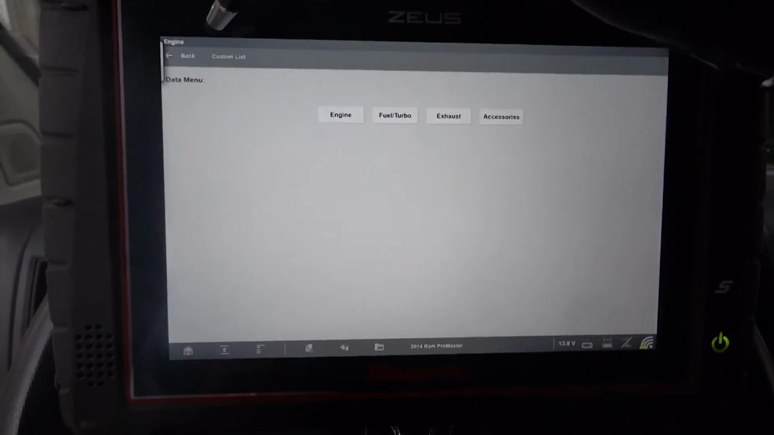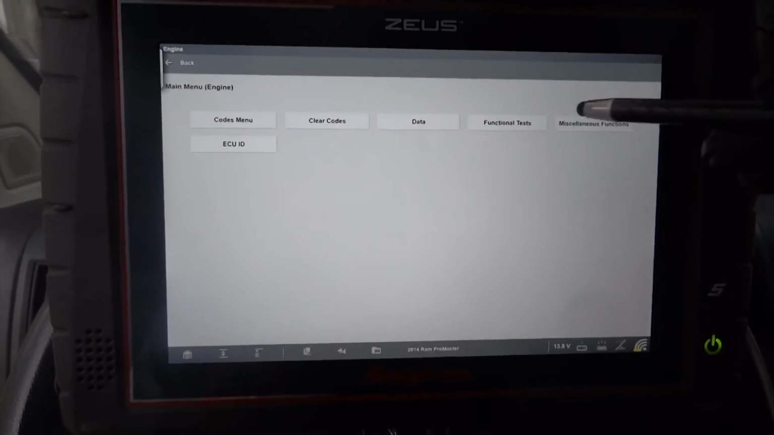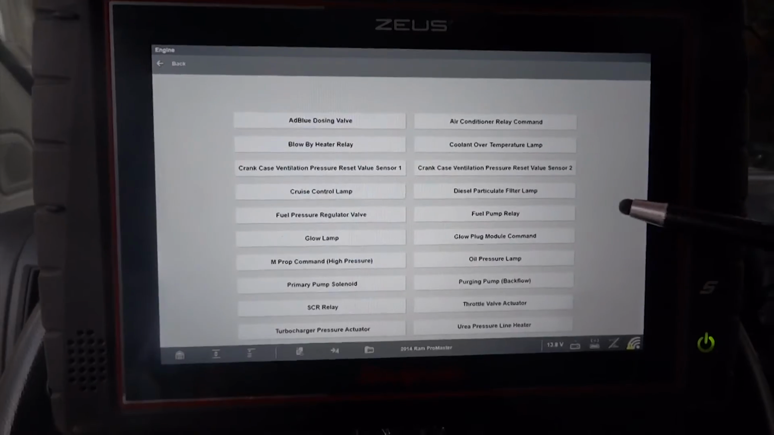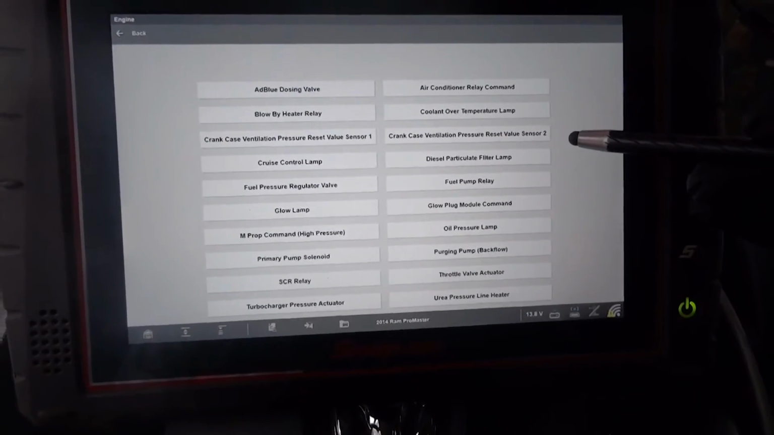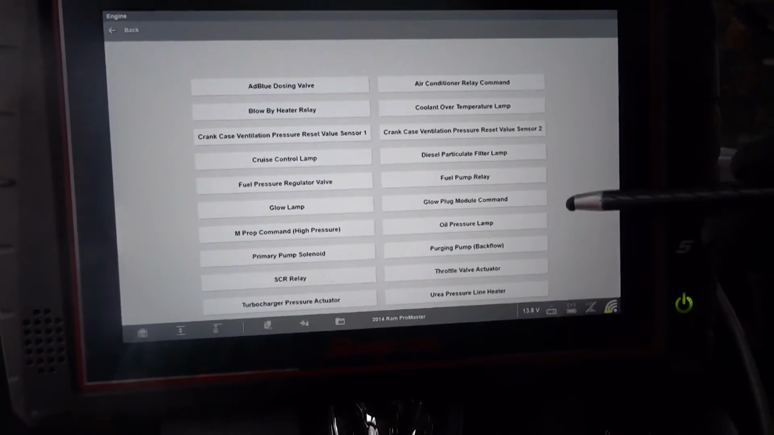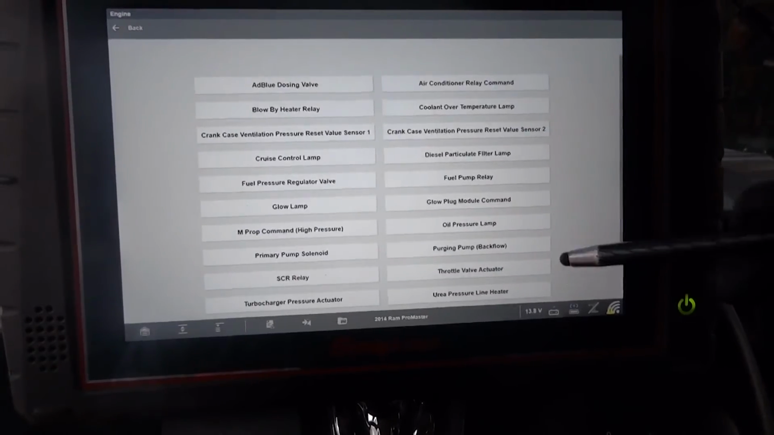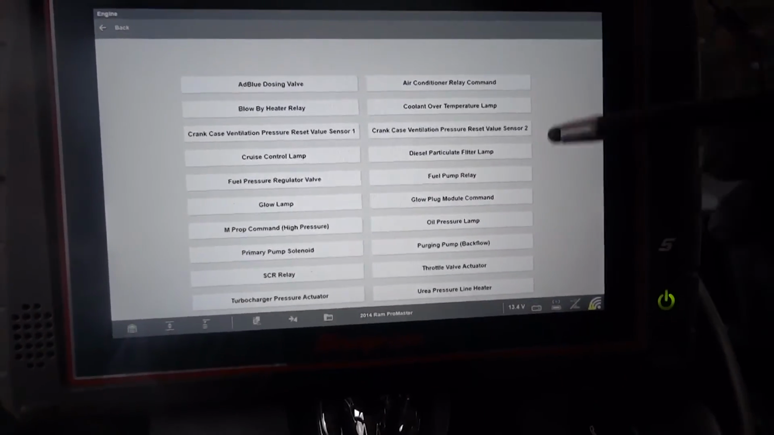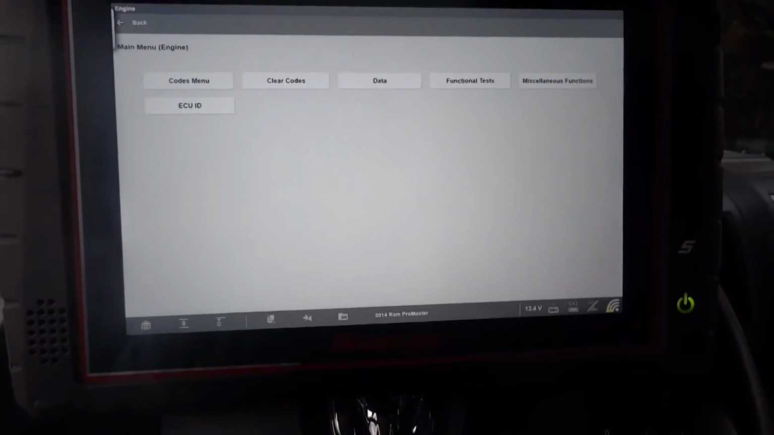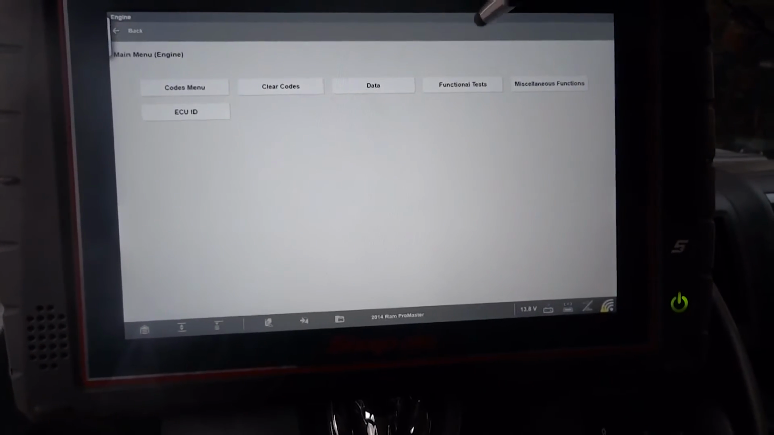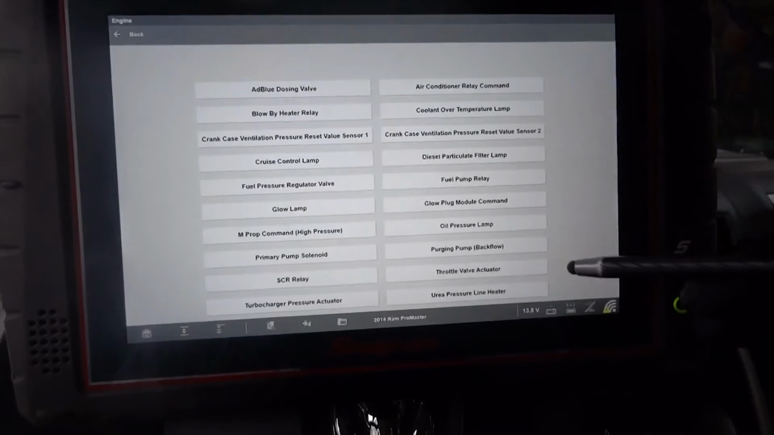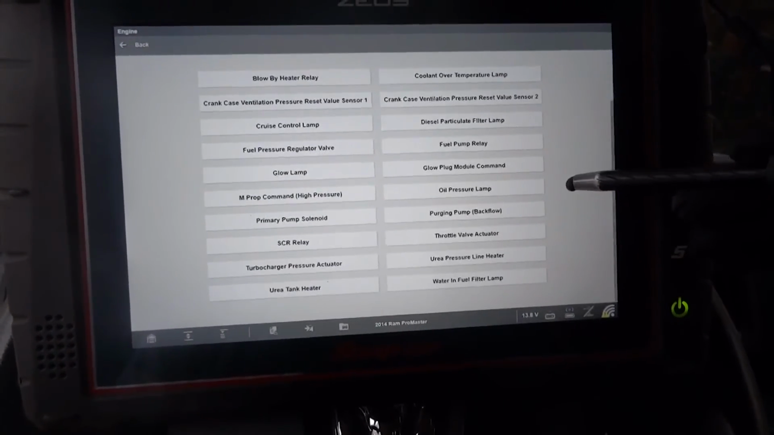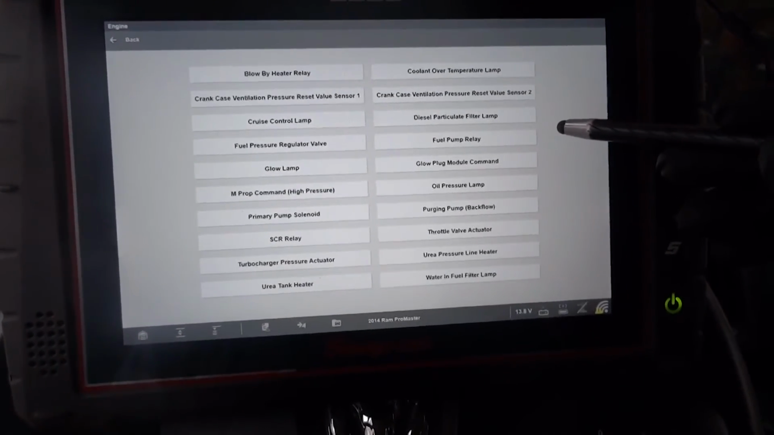So let's back out. Let's go to functional test. This is weird. We cannot do a forced regen with this scan tool. Diesel particulate filter lamp. I don't need that. Okay, so it looks like this scan tool cannot do a forced regen.